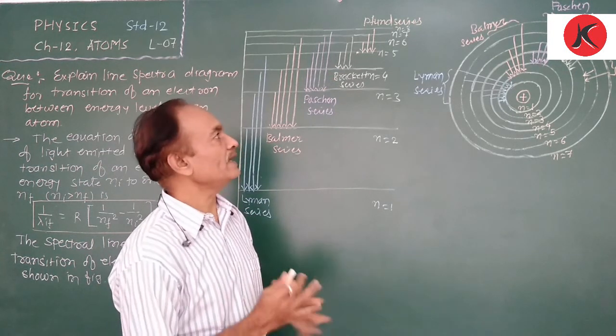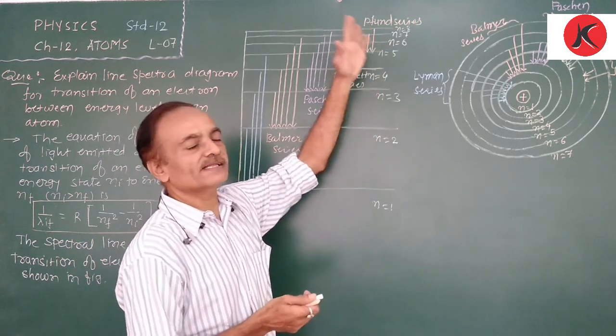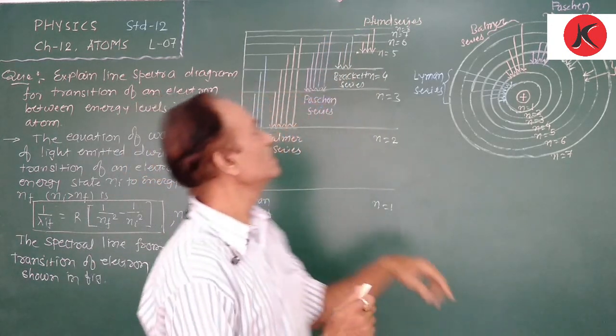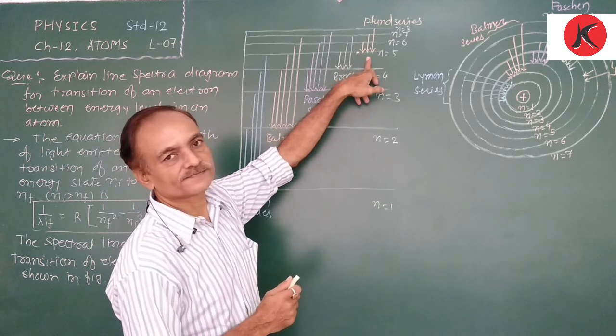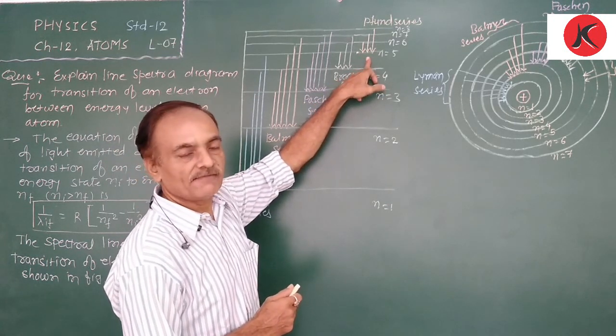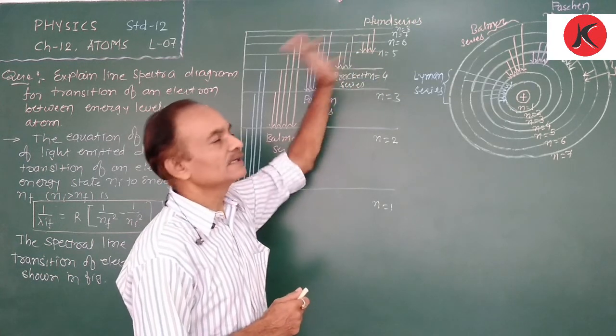And in the same way, when the electron makes the transition from any energy state or any orbit to the fifth orbit, the radiation with the wavelength falls in the Pfund series.